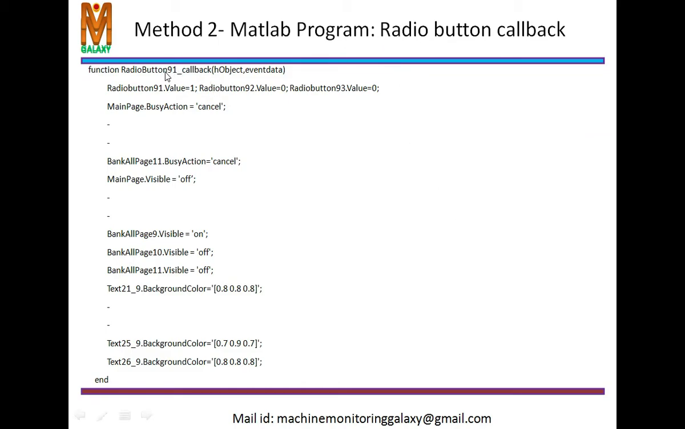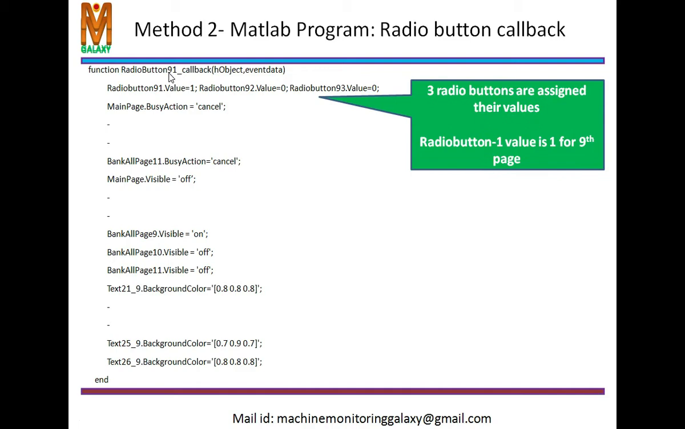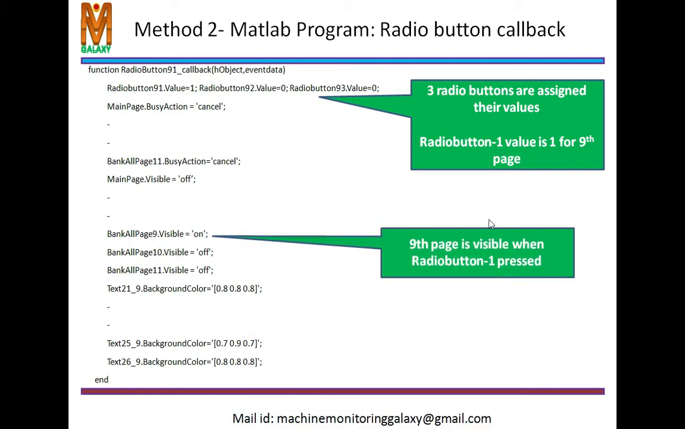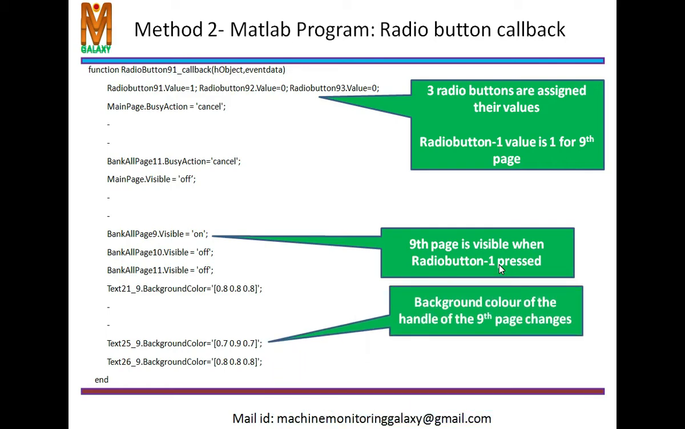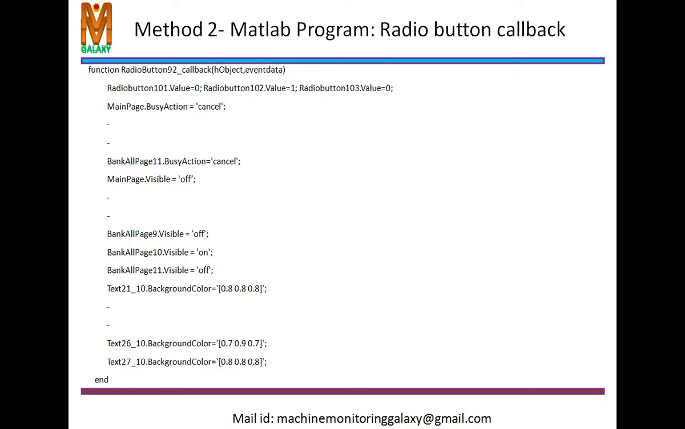So this is the radio button callback function. 3 radio buttons are assigned their values. Radio button 1 will be equivalent to the 9th page. So the 9th page is visible when radio button 1 is pressed, and the background color of the handle of the 9th page will appear.